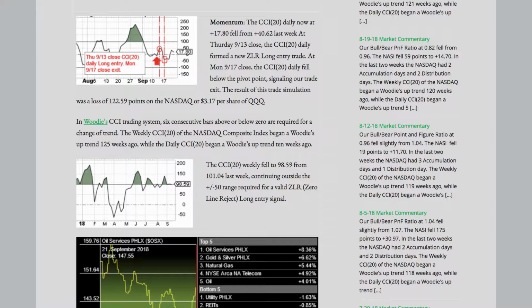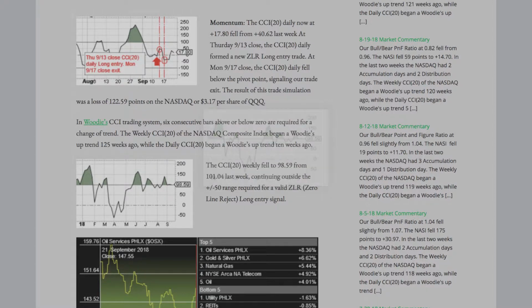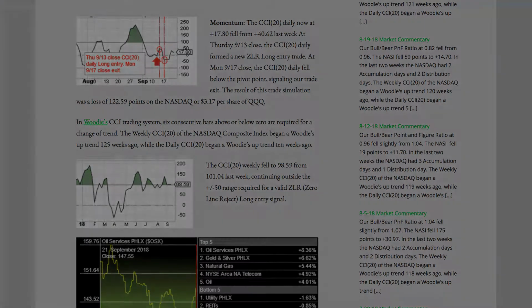In Woody's CCI trading system, 6 consecutive bars above or below zero are required for a change of trend. The weekly CCI 20 of the Nasdaq Composite Index began a Woody's uptrend 125 weeks ago, while the daily CCI 20 began a Woody's uptrend 10 weeks ago. The CCI 20 weekly fell to a positive 98.59 from 101.04 last week, continuing outside the plus or minus 50 range required for a valid zero-line reject long entry signal.